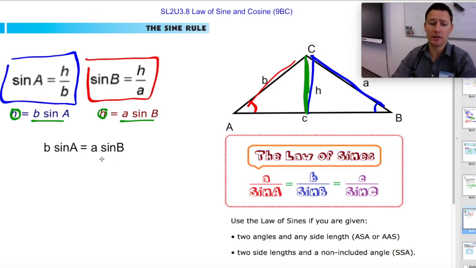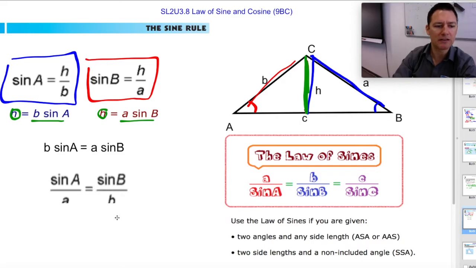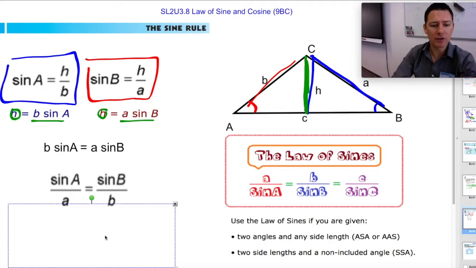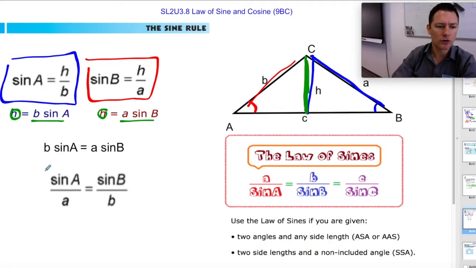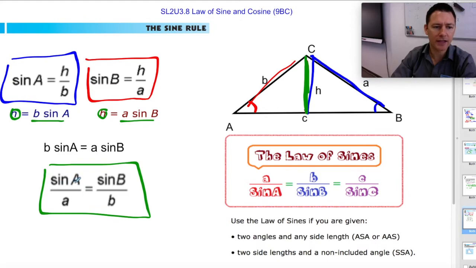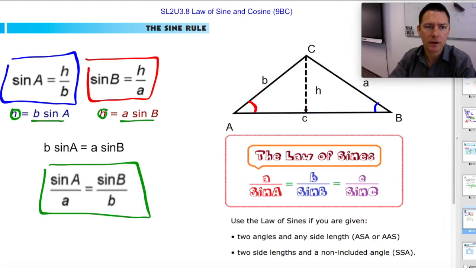This is really what the law of sines says, but we can make it into a more memorable pattern by moving the B's and A's to the other side. Divide both sides by B, divide both sides by A, and you get something that's a little easier to digest, which is this. The sine of the angle over its opposite side should equal the sine of any other angle divided by its opposite side.